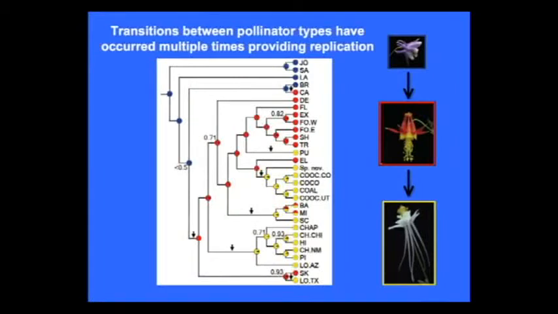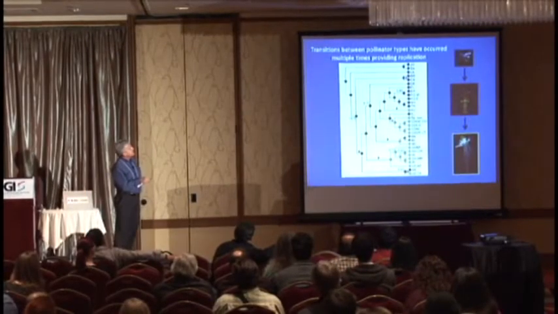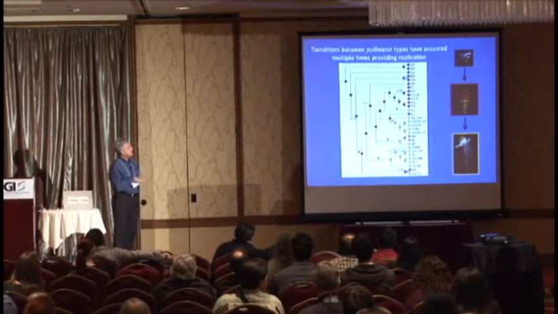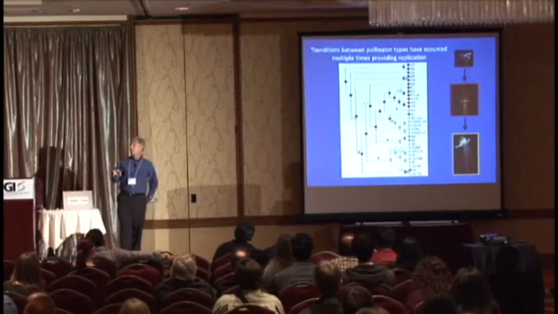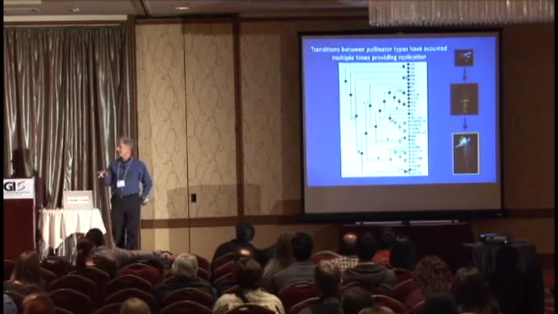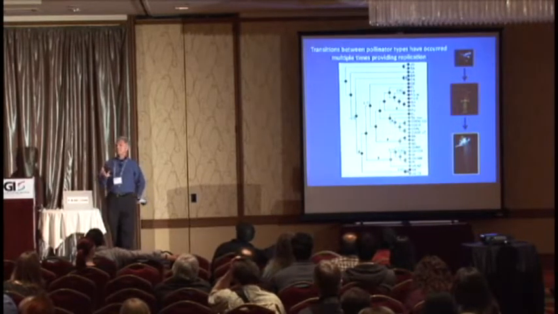So this is a phylogeny for the North American columbine. And here we've color-coded the tips. The blue are bee-pollinated species, the red are hummingbird, and the yellow are hawk moth pollinated species. We have transitions from bee to hummingbird here, and then multiple transitions from hummingbird to hawk moth at each of these arrows.